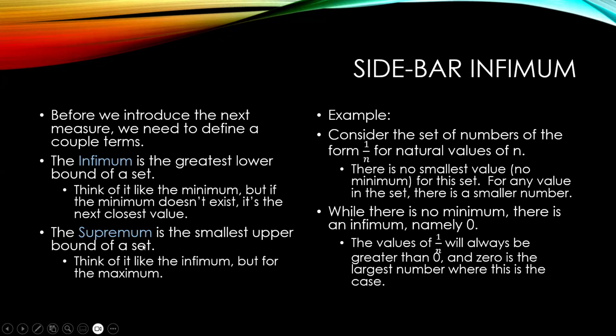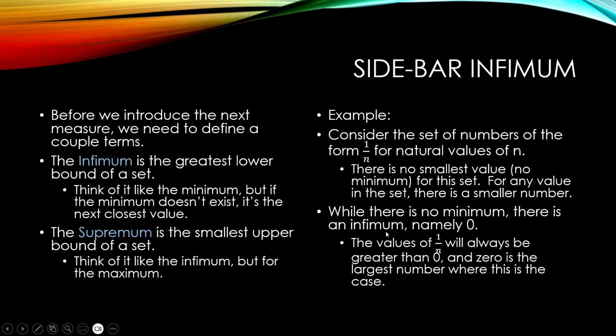The supremum is the same idea. It's the smallest upper bound. And so it is the smallest number which is greater than or equal to everything in a set. Here's an example. Consider the set of numbers of the form 1 over n for natural numbers n. There is no smallest value. There's no minimum for this set because you get 1/2, 1/3, 1/4, 1/200th, 1/2 millionth, 1/2 trillionth, and on and on and on. So there is no smallest number.